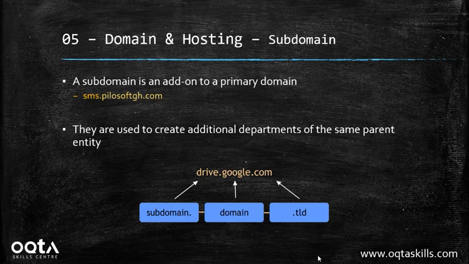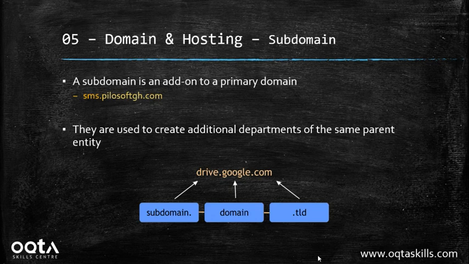So when you visit sms.pillowsoftgh.com, you would be able to access their SMS platform. So subdomains are just used to create additional departments of the same parent entity. Something like drive.google.com. We have the normal Google company, and they have other services that they run aside from their basic search engine, which becomes a daily stop point for inquiries for us as internet users.